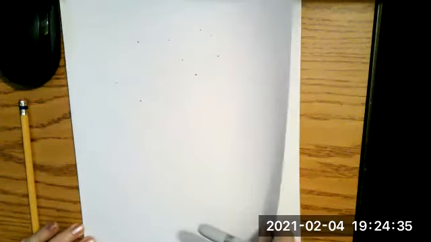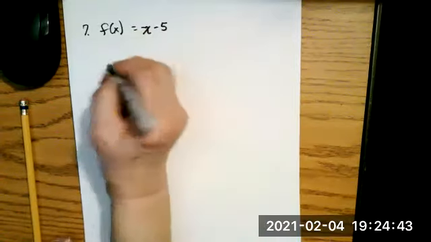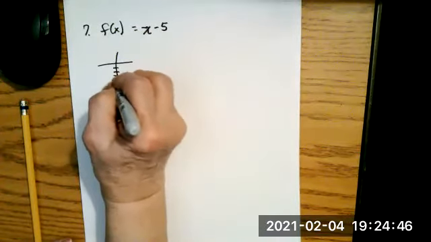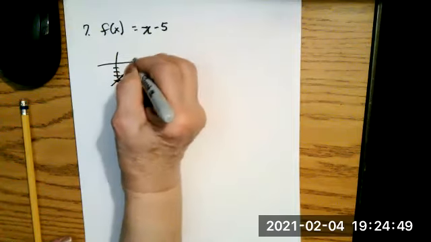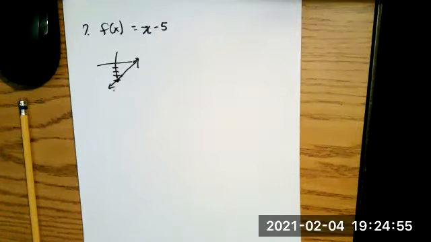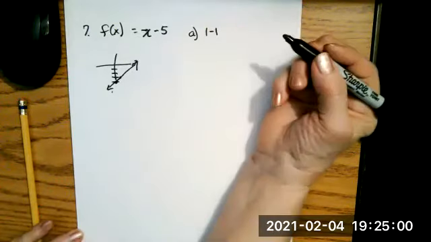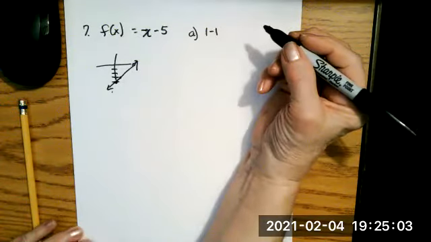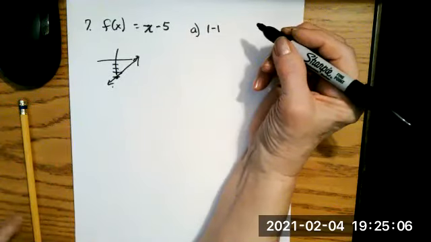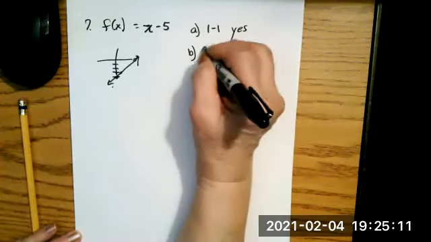All right, let's go to 7. Number 7, they start having us find the inverse. Number 7, you have f of x is equal to x minus 5. And I know that that's a graph of a line that looks like that. You don't have to know that, but I like for you to think about what that looks like. So the A part, is it 1-to-1? Yes or no? Yes. I think all of these are going to be yes because they want you to find the inverse.